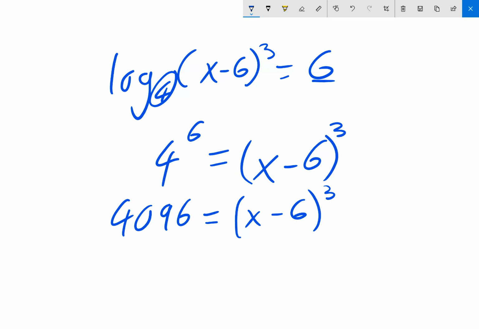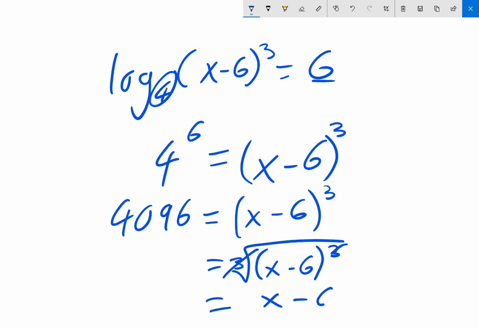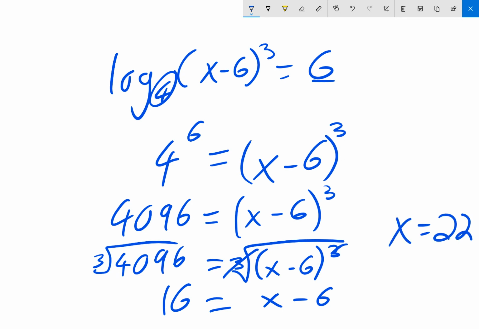So what are we going to do? Well, we're going to do the same thing we did on the last problem. I want to cancel out this exponent. If I want to cancel out something that's raised to the 3rd power, what will I do? I'll take the cube root of that thing raised to the 3rd power. That way, the root and the exponent will cancel out and just leave me with the x minus 6. But of course, I need to do that to this side as well. So the 3rd root of 4,096 is 16. So we have the simple equation 16 equals x minus 6. If you add 6 to both sides, we get x equal to 22.